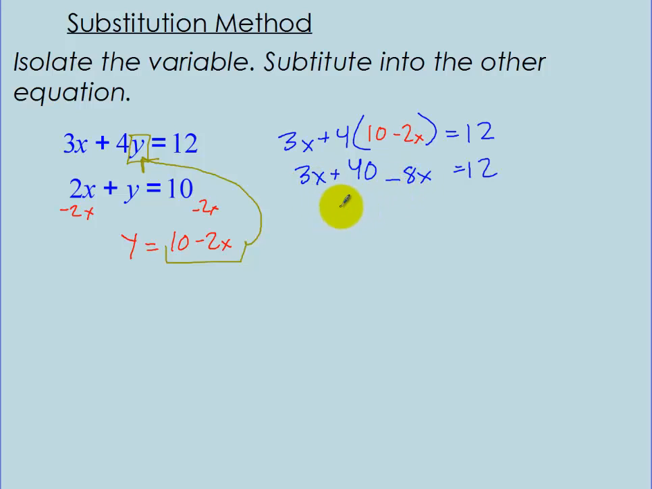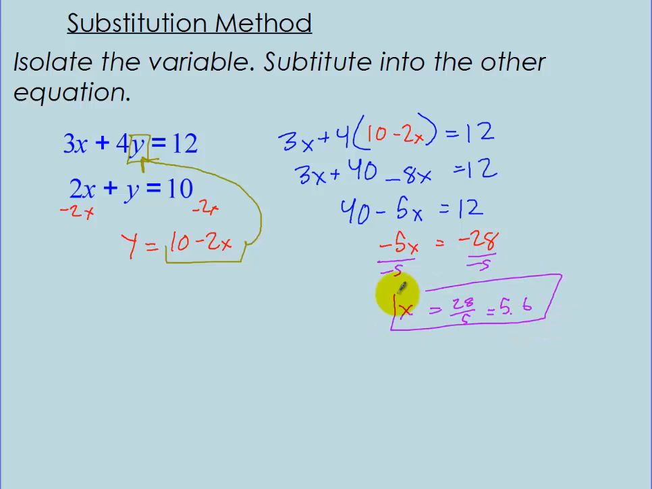Combine the 3x and negative 8x, so that's 40 minus 5x equals 12. I'm going to subtract 40 on both sides, so I get negative 5x equals negative 28. Then I will divide by negative 5 on both sides. You get x equals, since a negative divided by a negative is a positive, 28 over 5, which as a decimal is 5.6. So that's my solution for x.